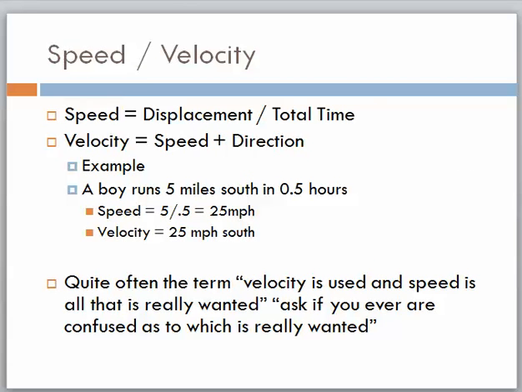Speed and velocity. Well, speed equals distance, or displacement, divided by total time. Your speed is your change in position divided by the time. Velocity equals your speed and direction. That's the difference between speed and velocity. For example, you can be going 55 miles an hour down the road, and that's your speed. If you're going 55 miles an hour south, you now have a velocity. Quite often the term velocity is used and speed is all that is really wanted. Or vice versa. Speed is used and what's really wanted is velocity. There's going to be times where you're confused about that. Feel free to ask, and there's never a problem with asking that.